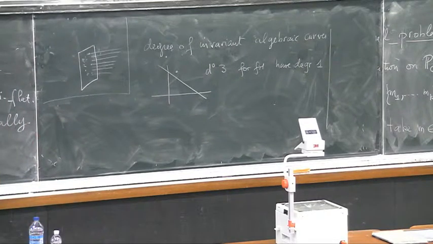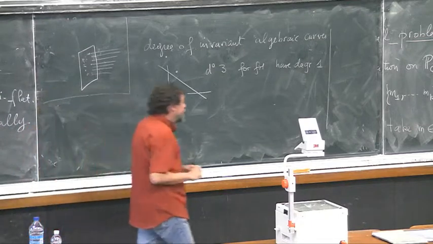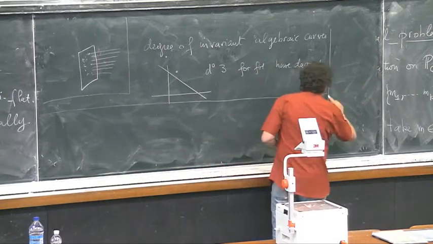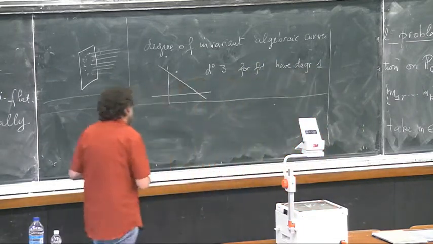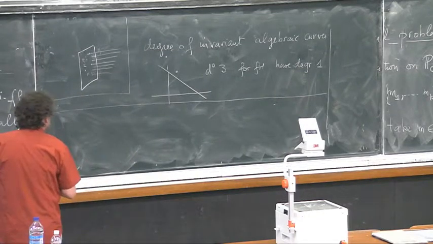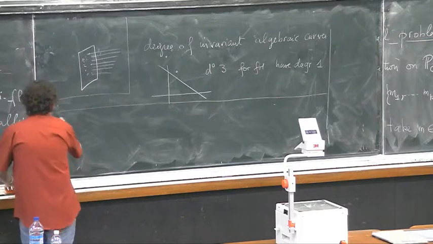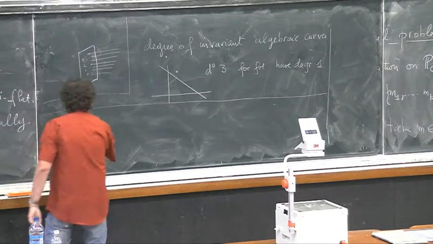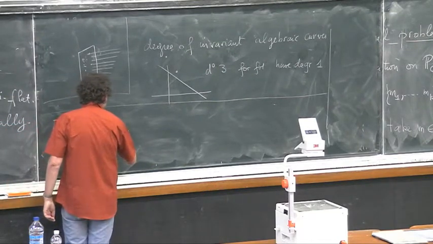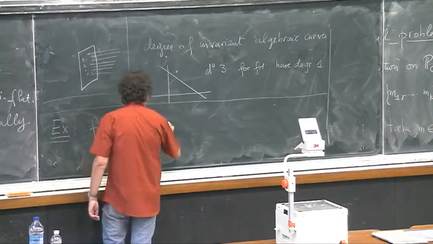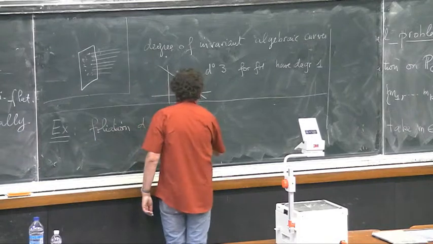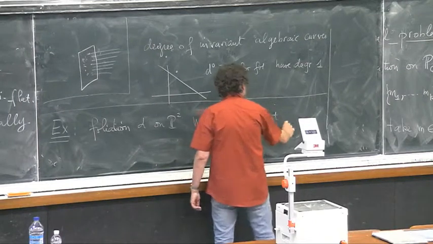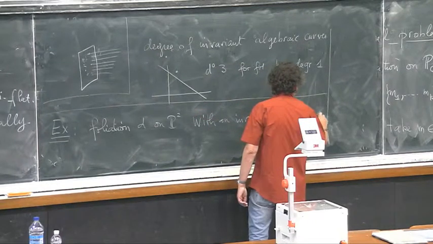I want to give one result. There are 2 results in the notes. I give one because the other needs some notion, and the clock is not good for me. An example: I take a foliation of degree D on P2 with an invariant algebraic nodal curve.